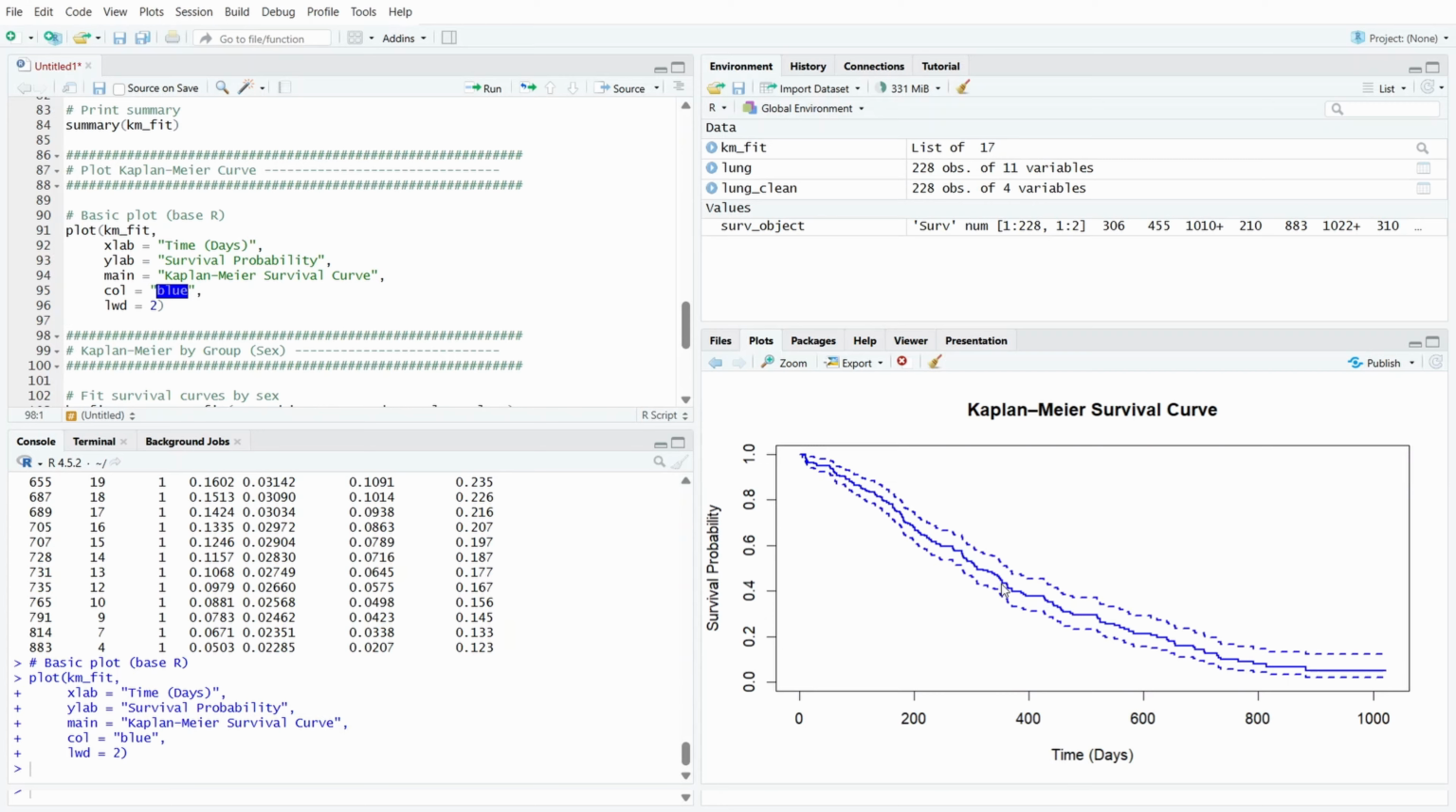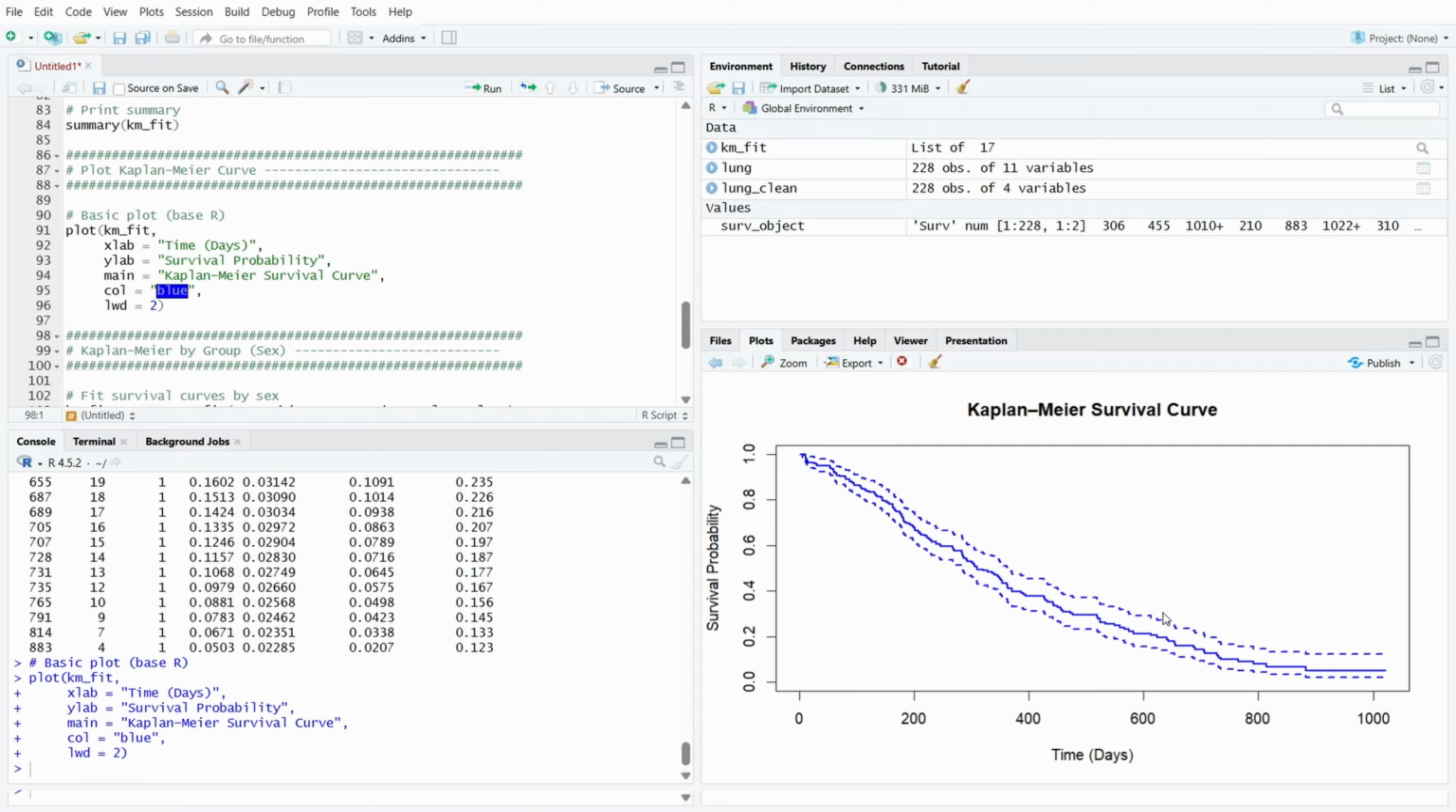Early on, the curve declines gradually, indicating that events are happening but not extremely rapidly. As we move into the 200 to 400 day range, the drops become more noticeable, showing a steady accumulation of events. Around the midpoint, roughly where the curve crosses 0.5, we get an estimate of the median survival time. From the plot, this appears to be somewhere in the range of about 250 to 300 days, meaning that about half the patients have experienced the event by that time. As we continue further out beyond 500 or 600 days, the curve continues to decline, but more slowly in terms of steps because fewer patients remain at risk.